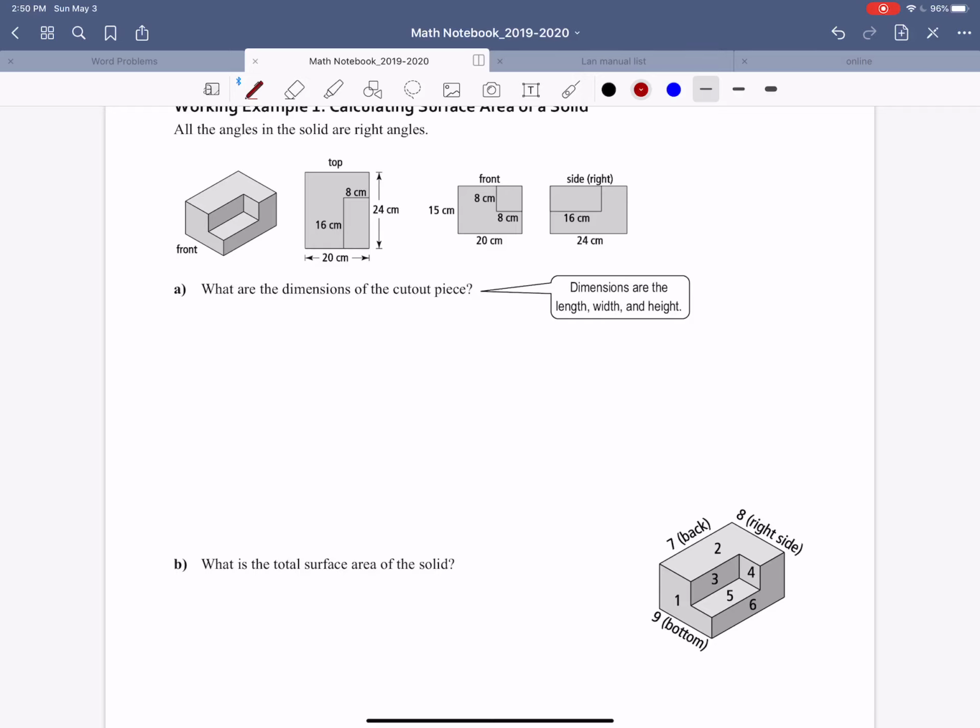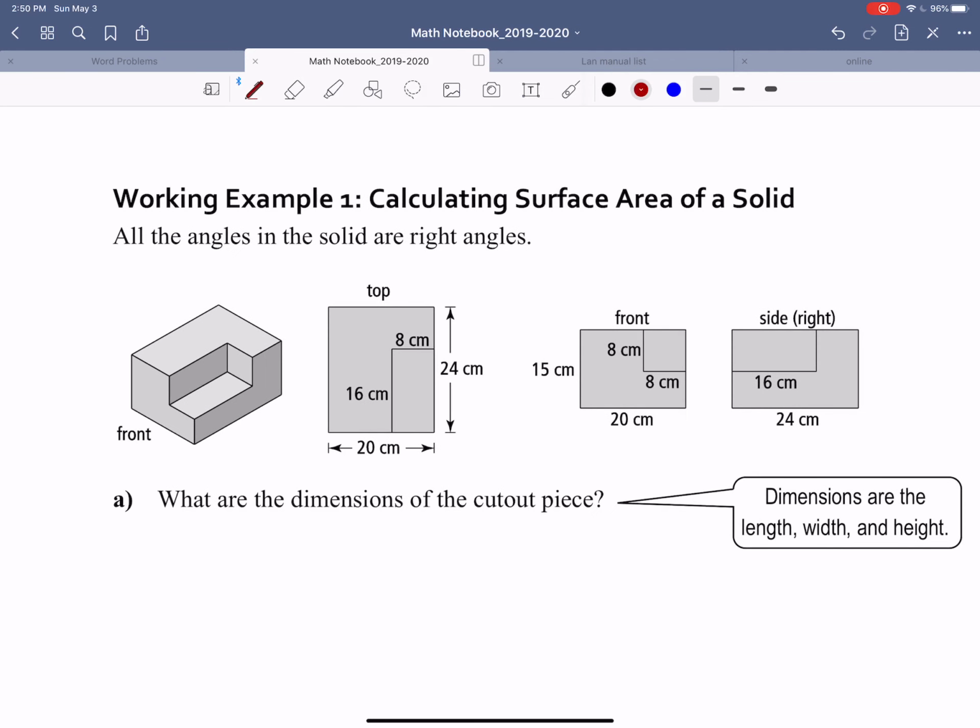In this case, the cutout piece, it's just like you dig out a piece of it, okay? And this part here is empty. It was supposed to be like that, okay? And now it's dug out. A small rectangle is dug out of the big one.